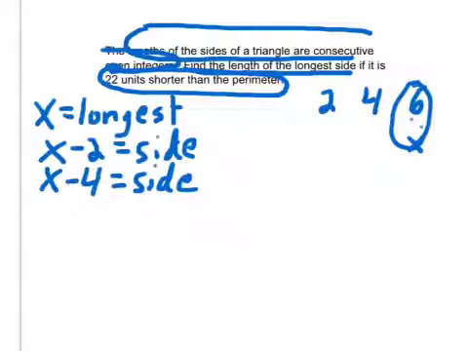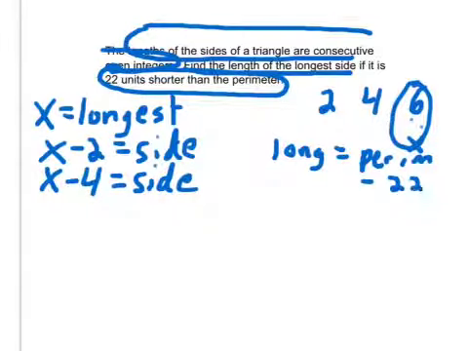Okay? Now let's think about what else I should know. I know that my longest side is equal to, okay, it's 22 units short of the perimeter. So that's the perimeter minus 22. This is going to help me figure out how to set up my equation. So this is kind of like a verbal model here. My longest side is equal to my perimeter minus 22.